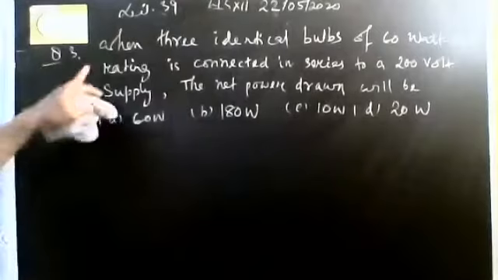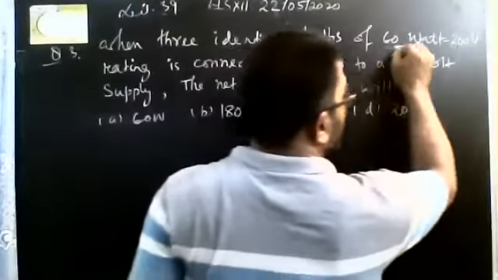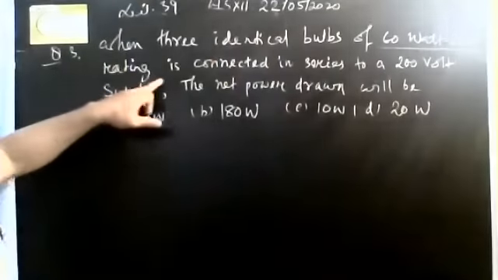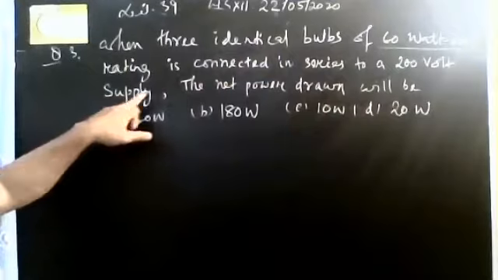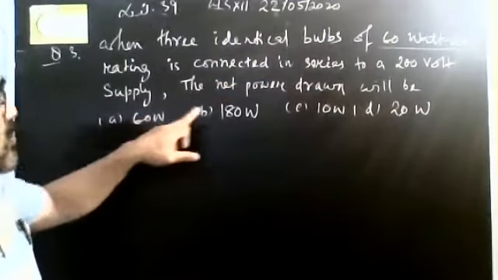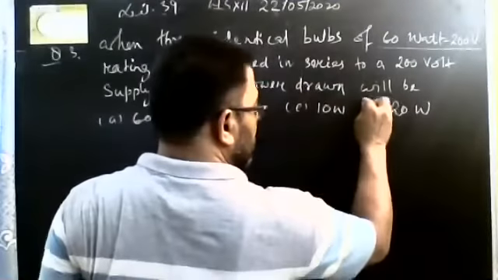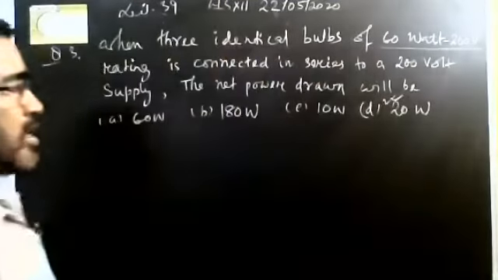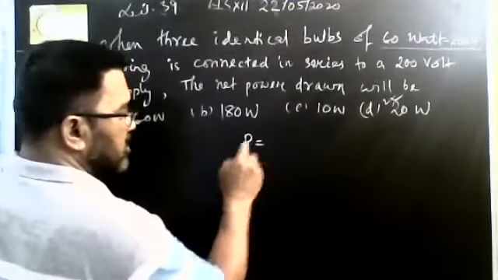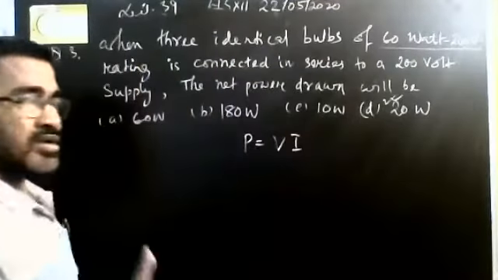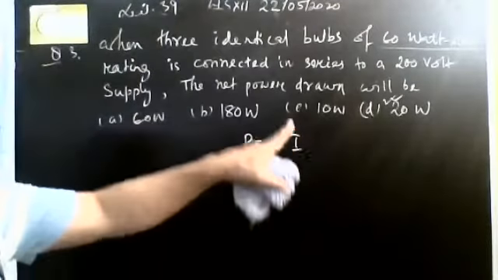So, when 3 identical bulbs of 60 watt, with rating 60 watt 200 volt, are connected in series to a 200 volt supply, the net power drawn will be 60 watt, 180 watt, 10 watt, or 20 watt. The answer is 20 watt. But how? You see, power is given by V into I.